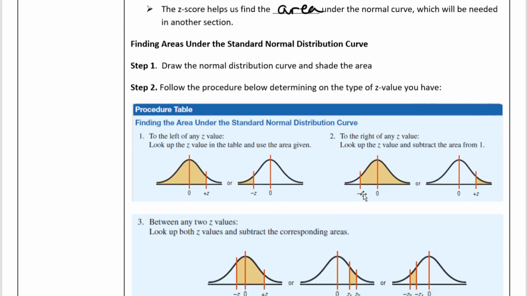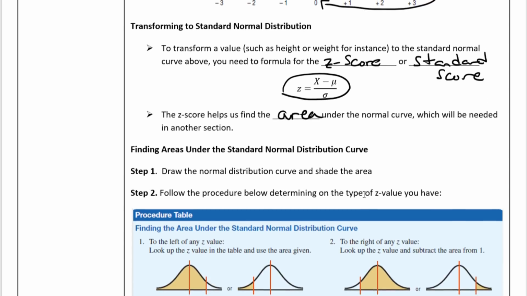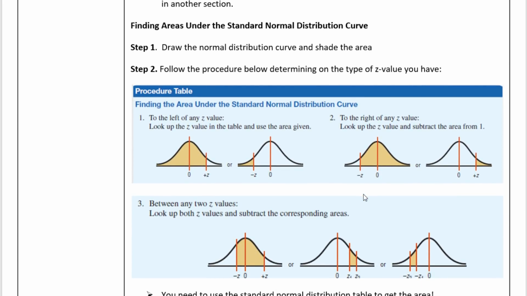So how do we find that area? In this section, I will make a note that we're not going to use this formula in this section. We're going to use this formula in the next section. And in this section, we're just considering if they give us a z-score, how do we find that area? So let's figure out how to find that area. Step 1, we want to draw the normal curve and then shade the area that we want. And then to find the actual area, we follow the procedure below.